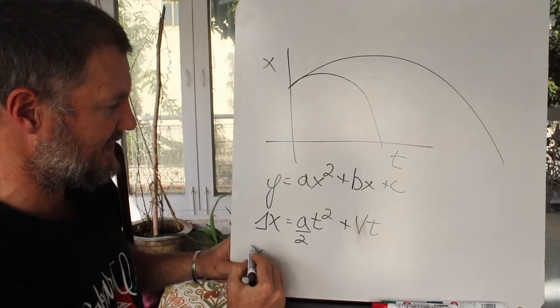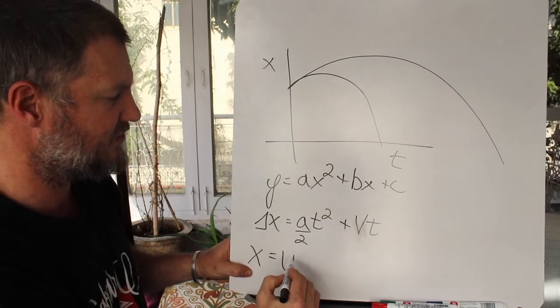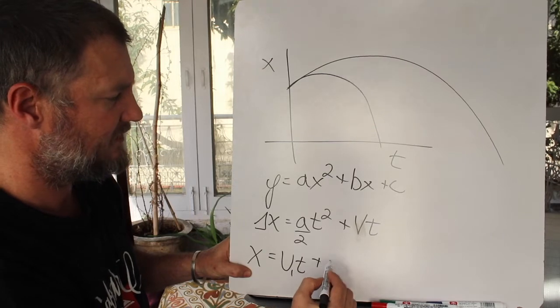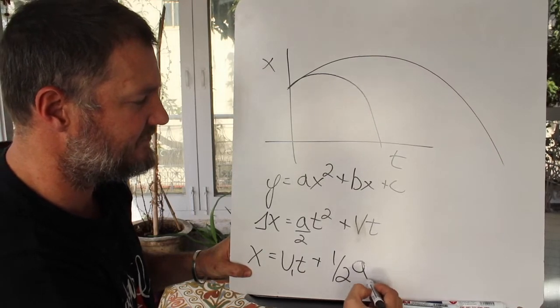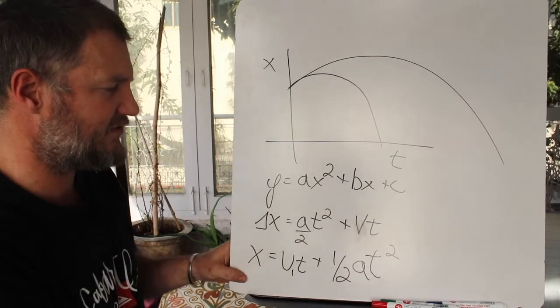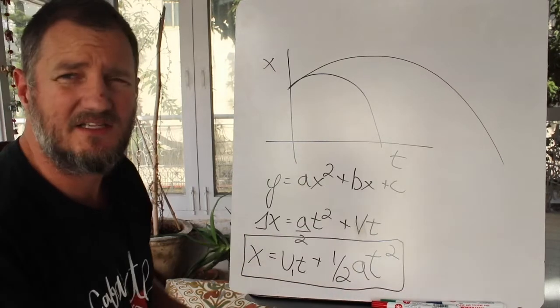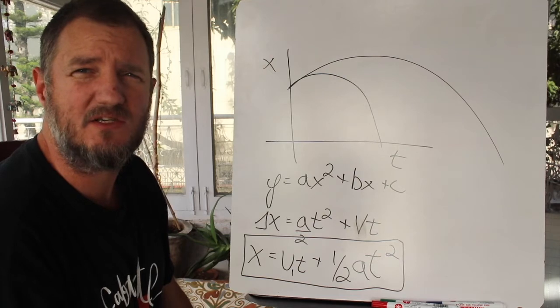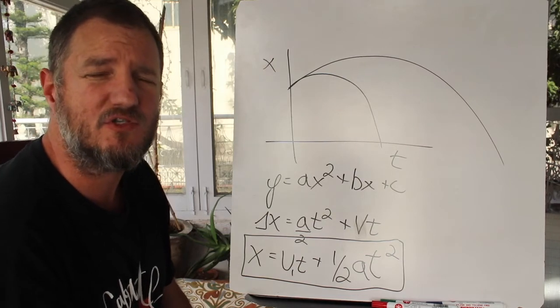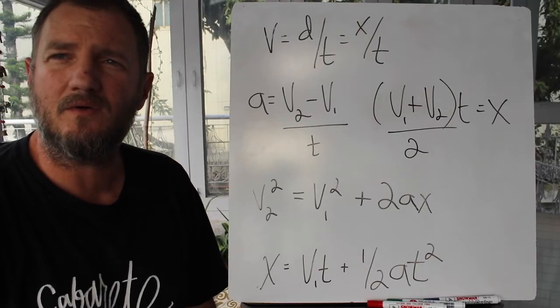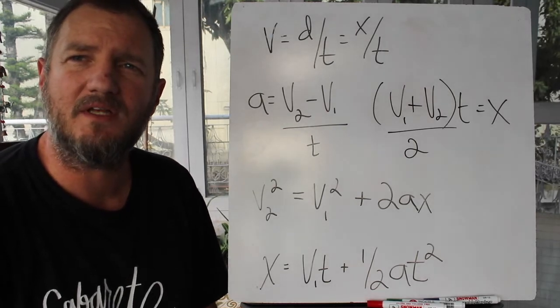You have your displacement equal to your initial velocity times time plus 1/2 of acceleration times time squared. And that right there is the last of the five main kinematics equations that we use to mathematically analyze motion. All right, so here they are, the kinematics equations.